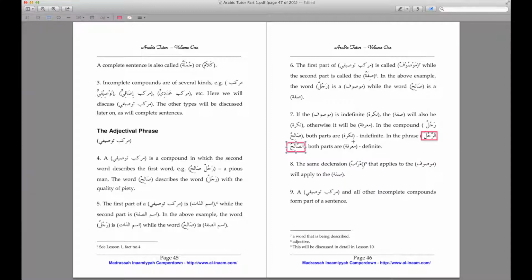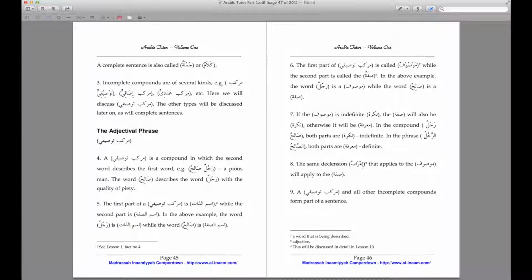Ar-rajulu as-salihu means the pious man. The pious man what? We don't really know. It's an incomplete sentence, as opposed to saying ar-rajulu salihun, the man is pious, then that's a complete sentence. But just don't get confused. Try to just follow along with me. The same declension, i'rab, that applies to mawsuf will also apply to sifa. So mawsuf and sifa must match in the i'rab. Murakab tawsifi and all other incomplete compounds form part of a sentence, right?